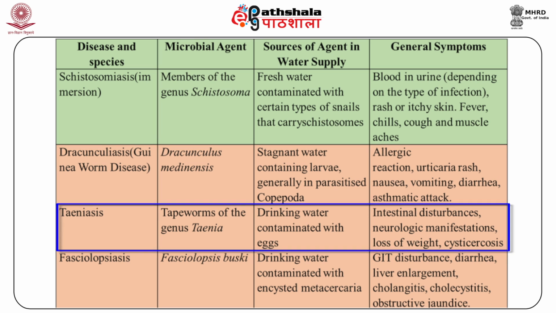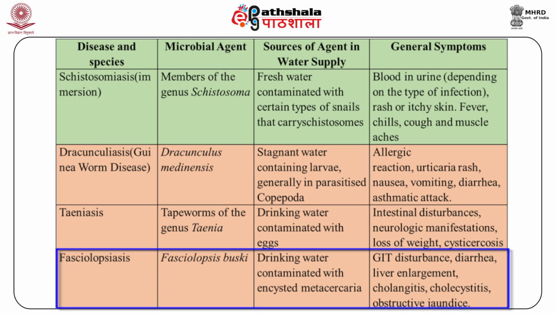The next disease is taeniasis. The source is generally drinking water contaminated with eggs, and the symptoms are intestinal disturbances, neurological manifestations, loss of weight and cysticercosis. The fourth one is fascioliasis.